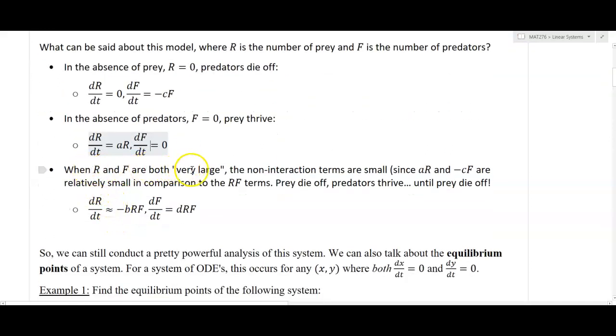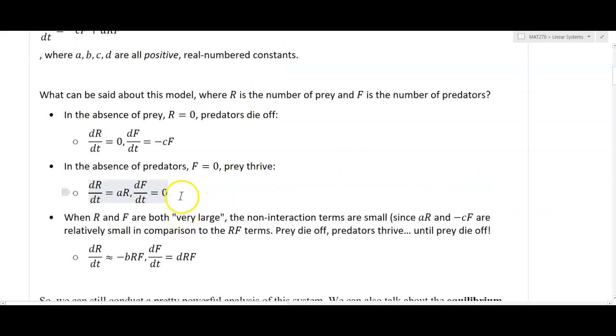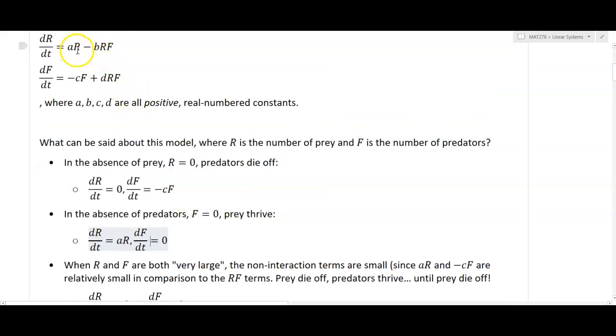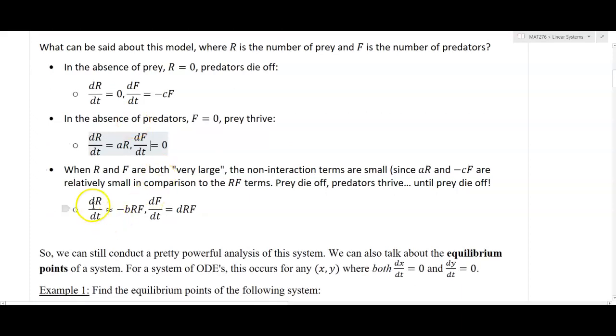When r and f are both very large, the non-interaction terms are small, since ar and negative cf are relatively small in comparison to the rf term. So if you imagine r and f are really, really large, and you look at this model, then the ar term will be a lot smaller than the negative brf term, and the negative cf term will be a lot smaller than the drf term. And so we can say that these models are approximately, at least for the moment, equal to just the interaction terms, and that means the prey are going to die off because the predators are really eating them, and the predators are thriving. You can see that's positive d times r times f.